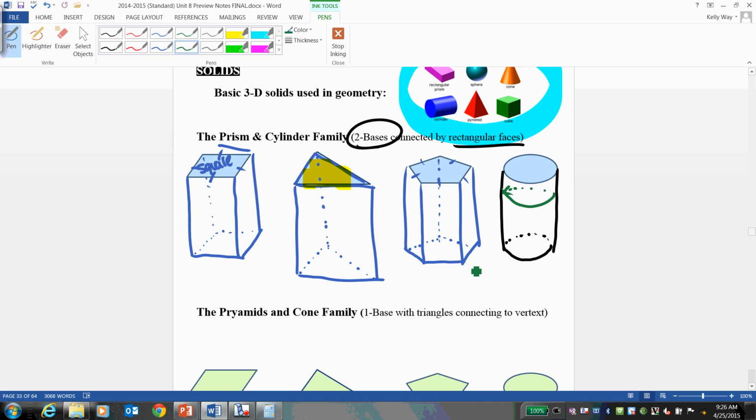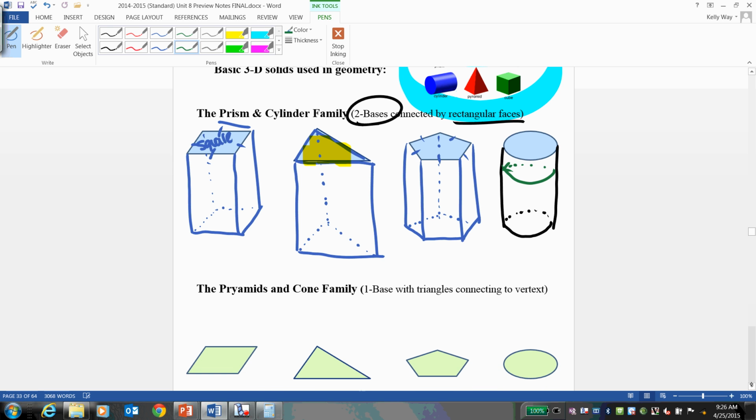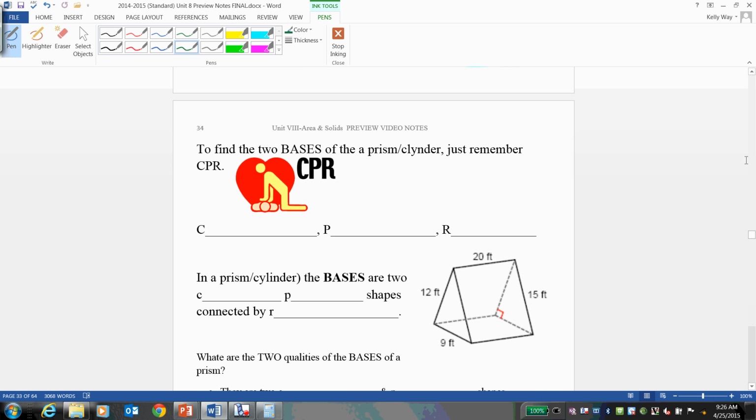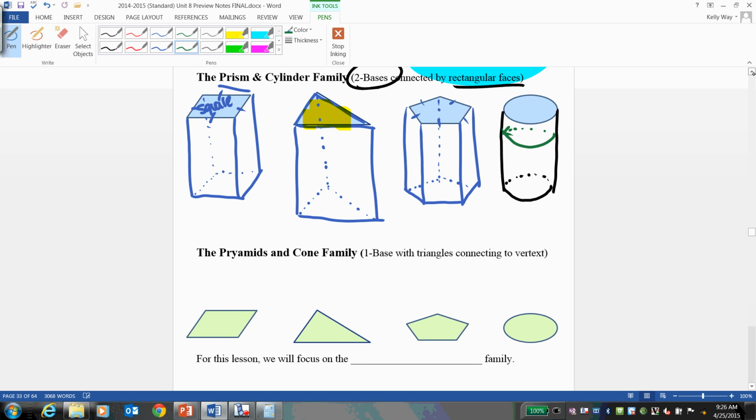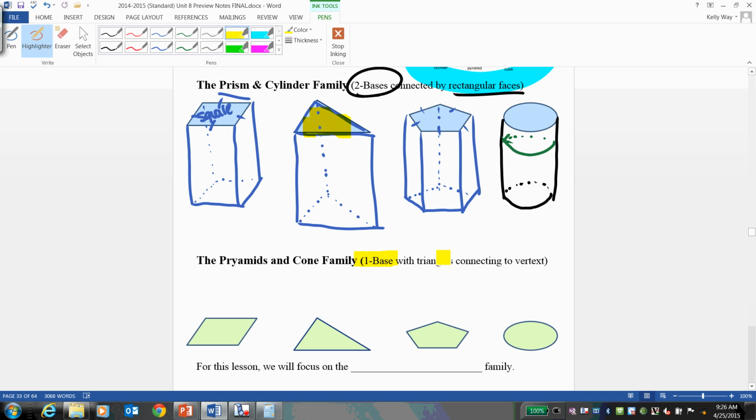That is the prism and cylinder family. They're all related because they have two bases connected by rectangular faces. As versus the pyramid and the cone family, which has one base with triangles connecting to a single point called a vertex. So we're going to start by drawing the vertex for all of these. That's a vertex. It's the point where the triangular faces connect.